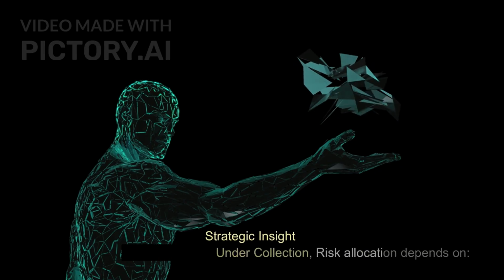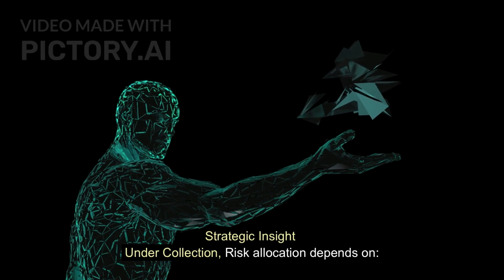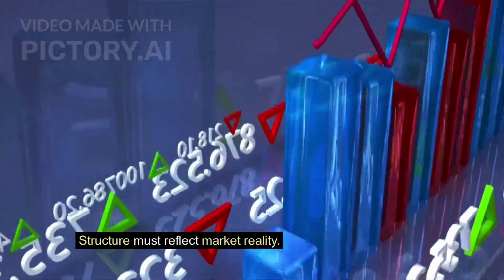Strategic insight. Under collection, risk allocation depends on payment type, D/P or D/A, market conditions, buyer financial strength, whether avalization is added. Structure must reflect market reality.